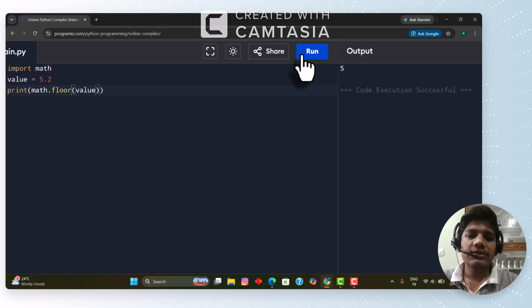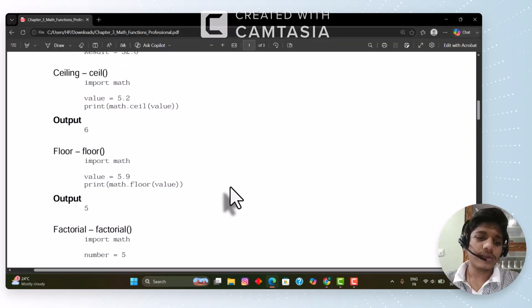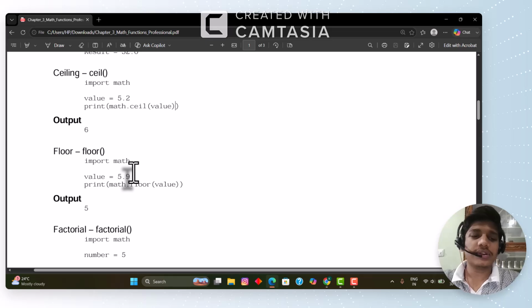So there are two integers which are near to the 5.2, 5 and 6. And if we use floor, floor means below. So 5.2 is greater than 5, so 5 is below. We choose 5. When we go to the other side, 6 is greater than 5.2. So 6 is the answer when we use the function ceil. So this is the thing. There is no need of learning more, because the basic concept is enough.